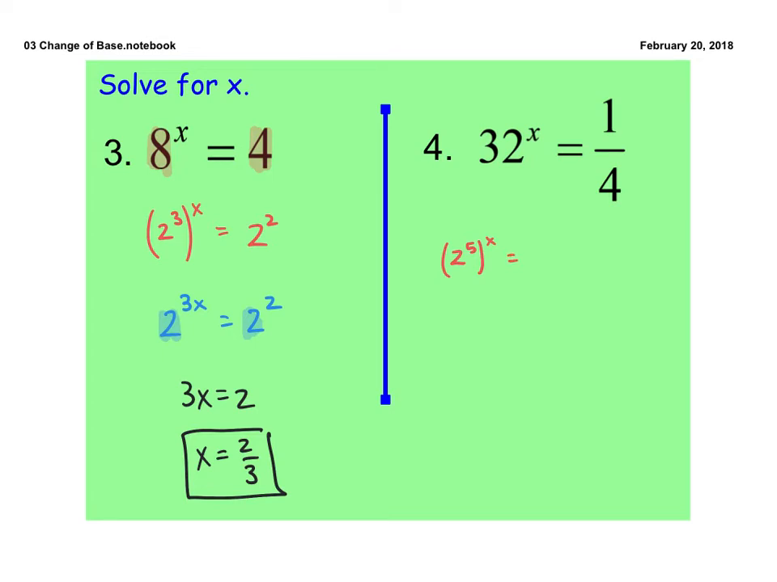This one's a little tougher because I have 1/4. So remember, 2 squared is 4, but if I make it 2 to the negative 2nd power, that's going to give me 1/4, because remember the negative properties, that would mean 1 over 2 squared, which is 1/4. So we have 2 to the power of 5x on the left and 2 to the negative 2nd power on the right. My bases are the same. Therefore, my exponents are the same. So x is equal to negative 2/5.